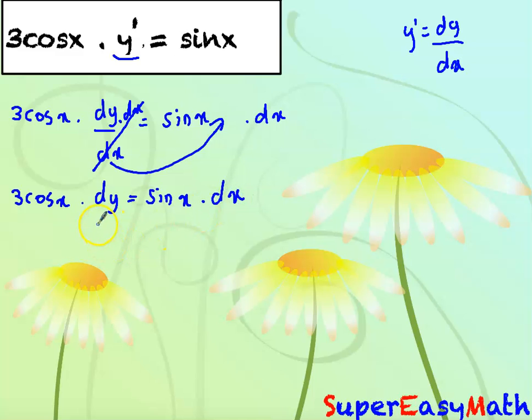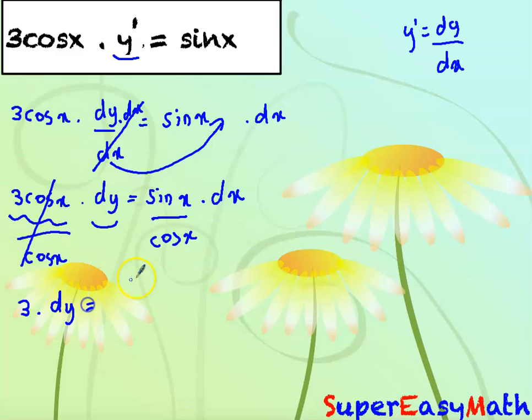Now here we have a y term dy and a term containing x, so we should remove it. If we divide by cosine x both sides, so 3 dy equal to sine x over cosine x equal to tangent x dx. And the final step is to integrate both sides, so integral for 3 dy equal to integral for tangent x dx.